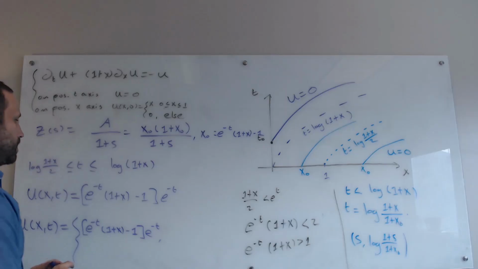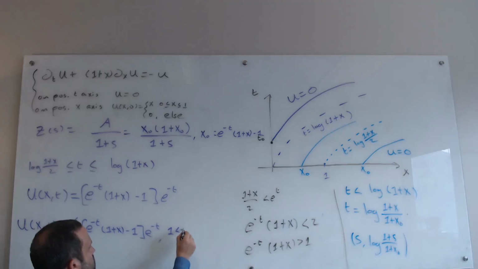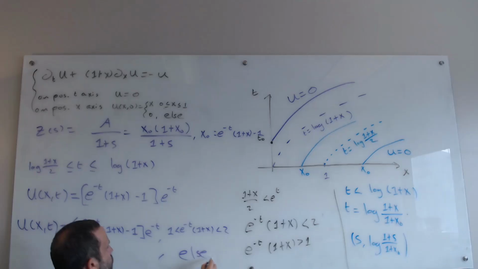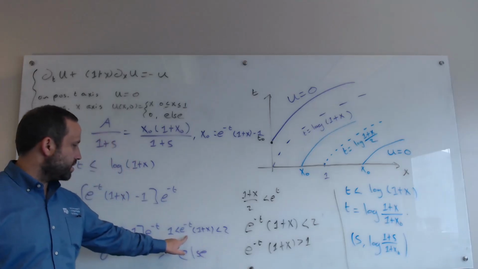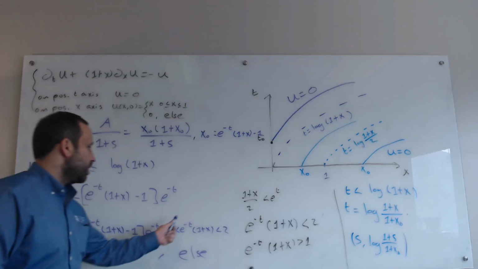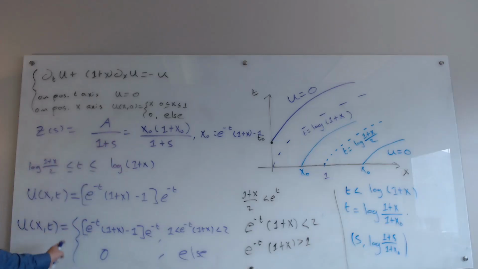Okay, and this is going to be when 1 is less than e to the minus t times 1 plus x, which is less than 2, and it's going to be 0 otherwise. Okay, and I'll explain why I wanted to write the inequality this way rather than the other way in the next video; you'll see why then.